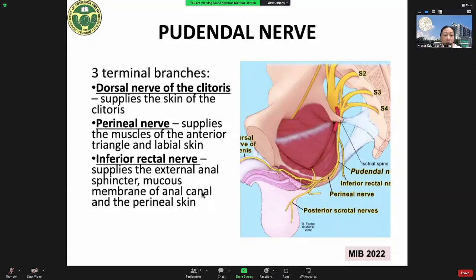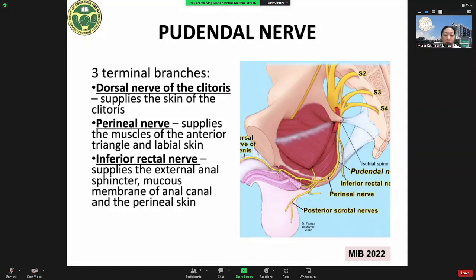There are three terminal branches of the pudendal nerve, namely the dorsal nerve of the clitoris, which supplies the skin of the clitoris; the perineal nerve, which supplies the muscles of the anterior triangle and labial skin; and the inferior rectal nerve, which supplies the external anal sphincter, the mucous membranes of the anal canal, and the perineal skin.